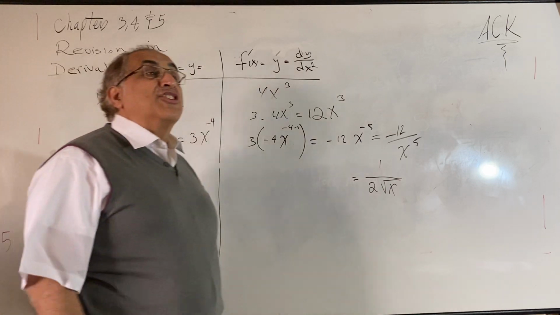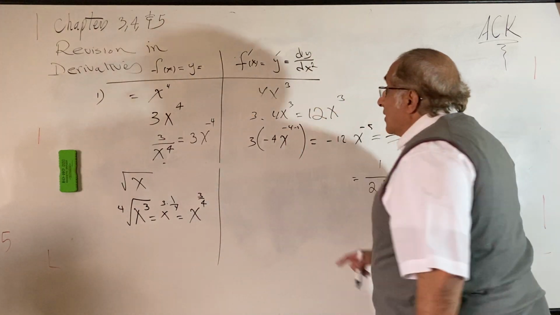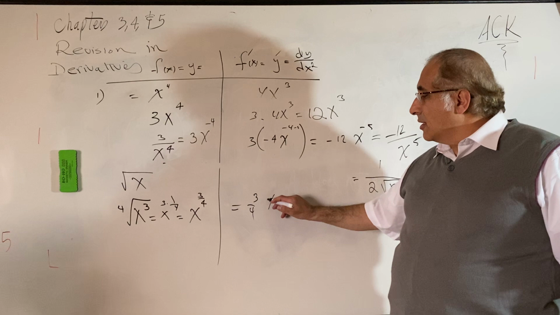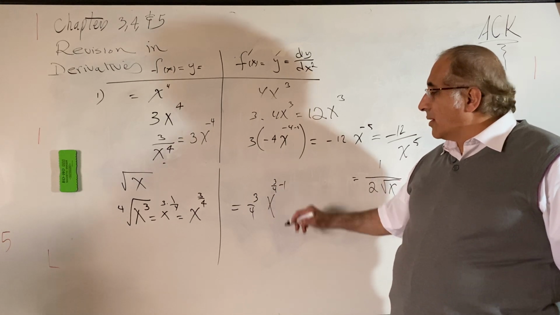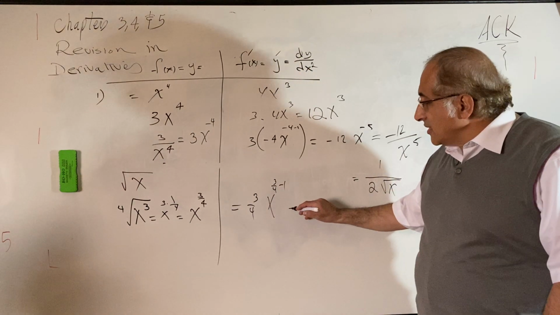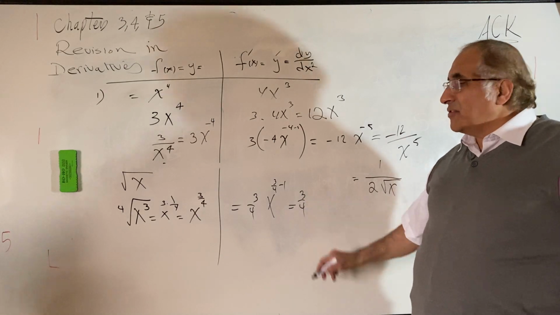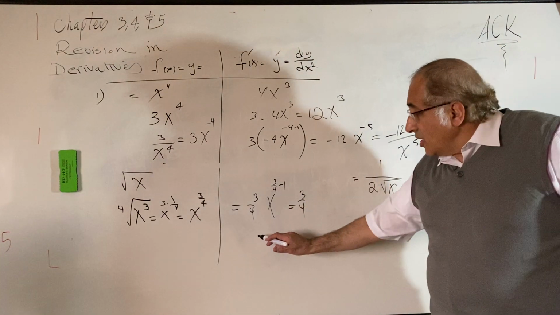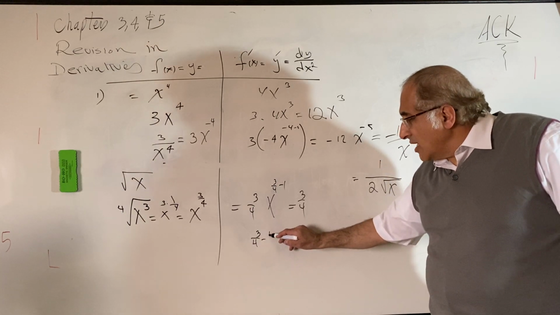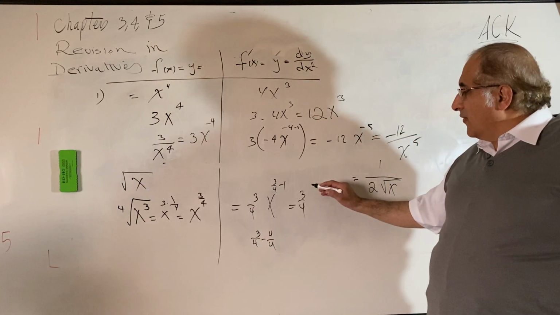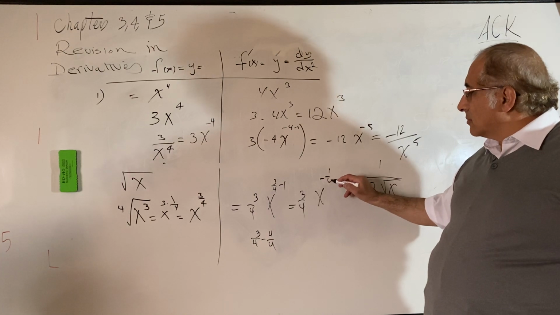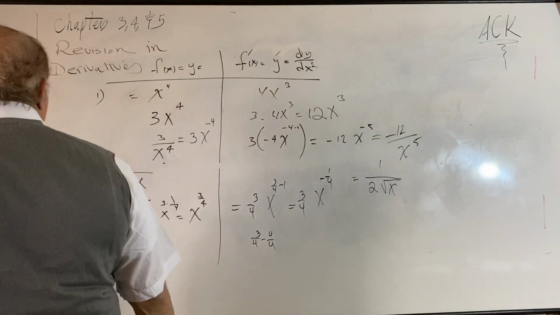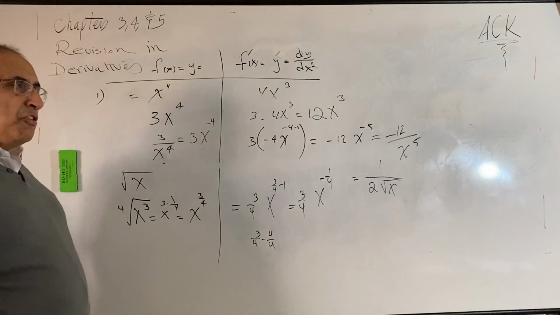I'm ready to differentiate. So the derivative of that is 3/4, you bring it down, subtract 1 from the power. What is 3/4 minus 1? Do you need a calculator? No: 3/4 minus 4 over 4 is negative 1 over 4. Finished. No need to use a calculator.